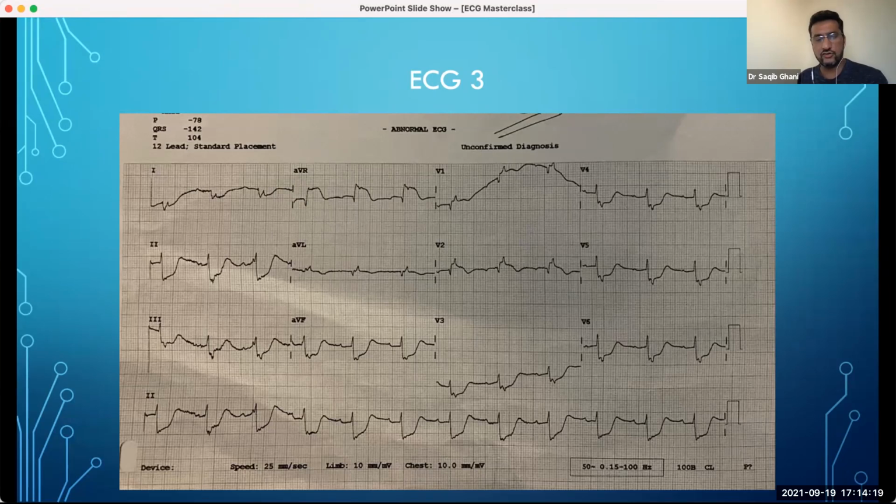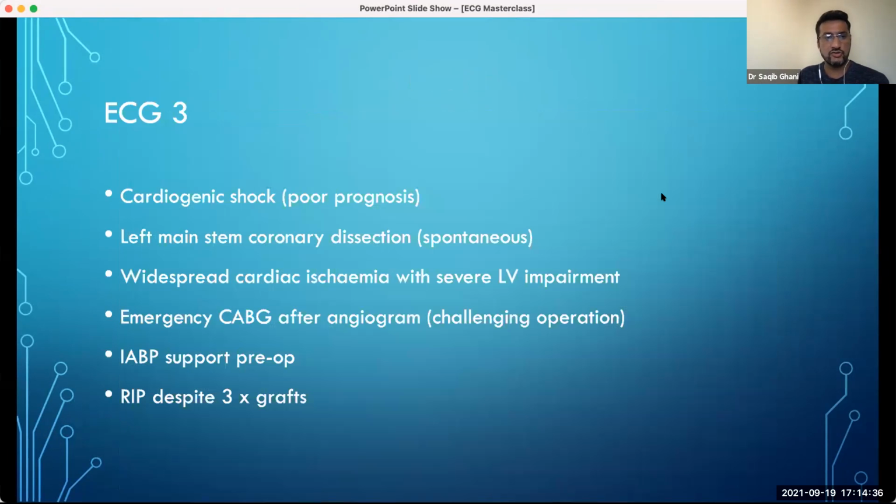Okay, so coronary arteries, there are 3 of them: LAD, circumflex, and RCA. But LAD and circumflex originate from the left main stem. And if you have a critical issue with the left main stem, you can have this kind of ECG, grossly abnormal, ischemic everywhere. So this lady basically was in cardiogenic shock, which is a poor prognostic marker.